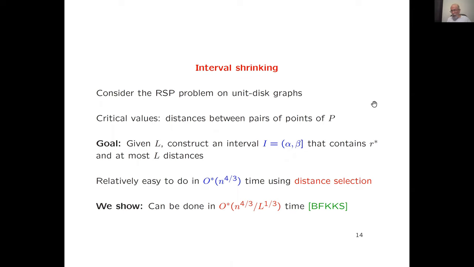There is an old paper, essentially several papers, on so-called distance selection, where, given a set of points in the plane and some parameter k, at most n choose two, I want to find the k-th smallest distance between pairs of points in the set. And that can be done in time n to the four thirds using cuttings and all of this. I will mention a little bit later, but that's ancient history. But as shown in the BFKKS paper, and as we generalize it to other situations, we can solve it in time n to the four thirds over L to the one third, i.e. faster. The idea is that we don't have to find the exact distance, we just have to find a range that contains L distances, and that should be simpler and faster to do if L is large.